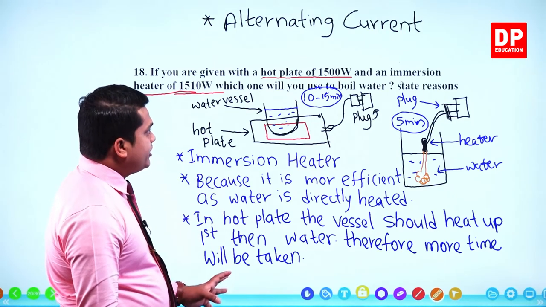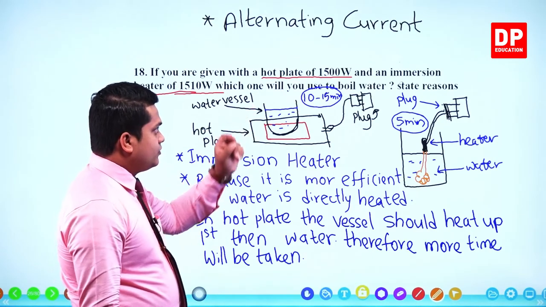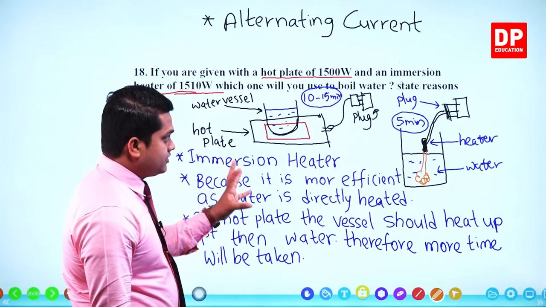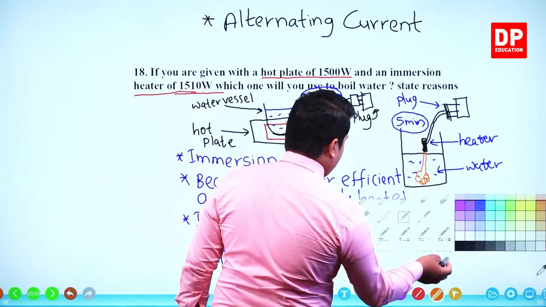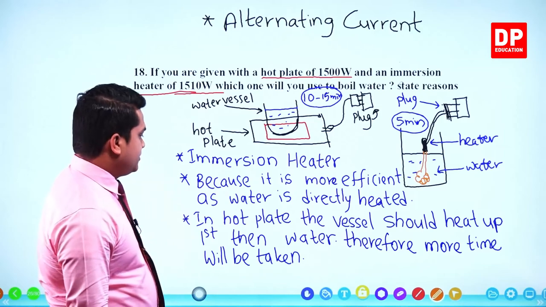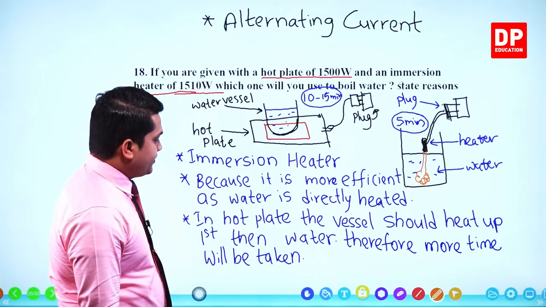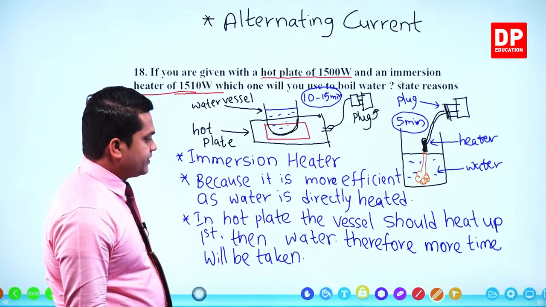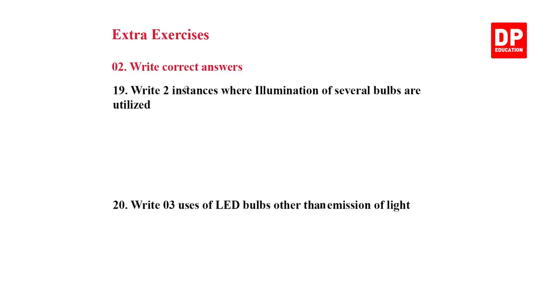So it's more convenient to use a 1510 watt immersion heater rather than a 1500 watt hot plate, because in here you can see that the immersion heater is our answer, because the immersion heater is more efficient. So because it is more efficient, it is more efficient as water is directly heated. So that's why we have to use the immersion heater. Now in a hot plate, the vessel should heat up first, then water. Therefore, more time will be taken. So this is the answer for that question. So we'll head on to the next question then.